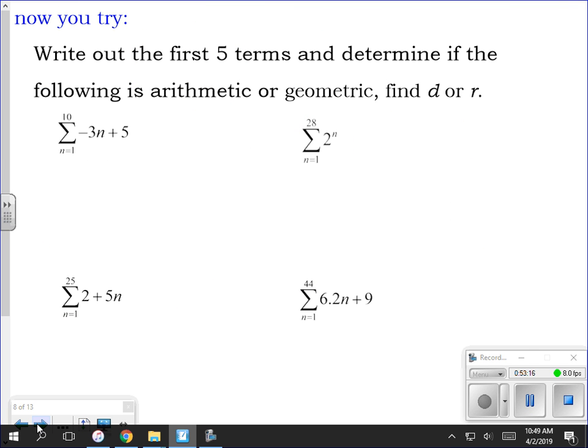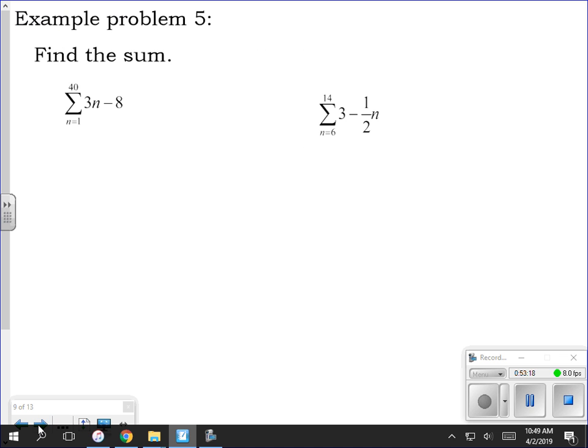Okay, these are yours. I'm going to do them. They'll be on the notes. Okay. Find the sum. So we're doing this one here. Find the sum. We need to know how many there are. We need to know the first one, and we need to know the last one.